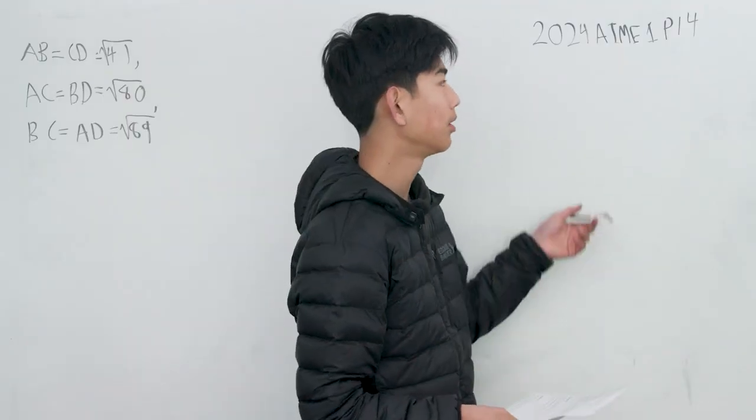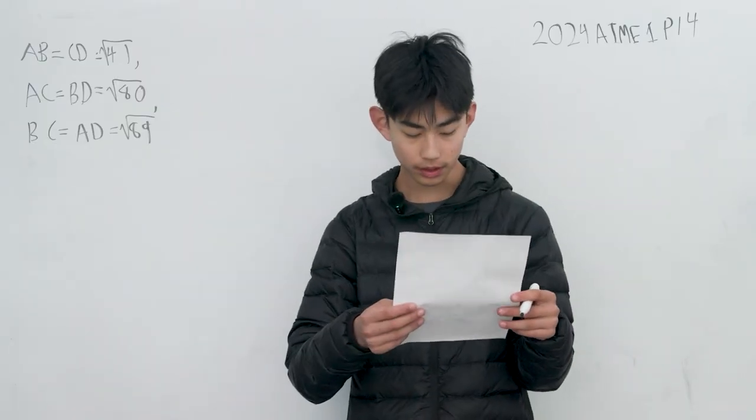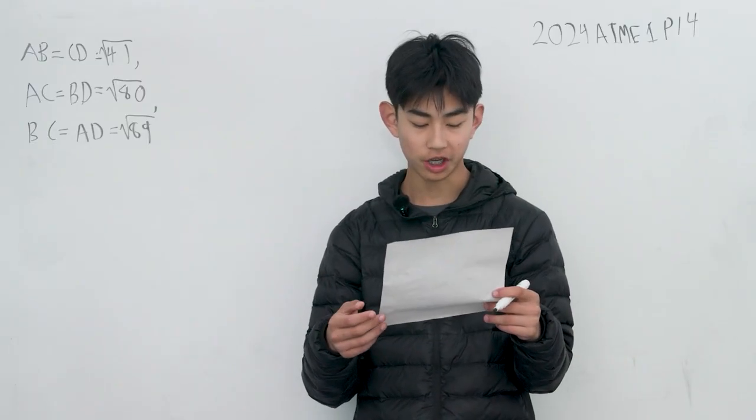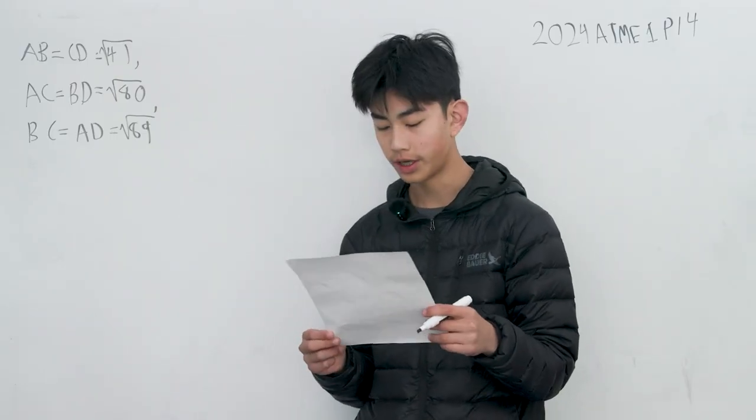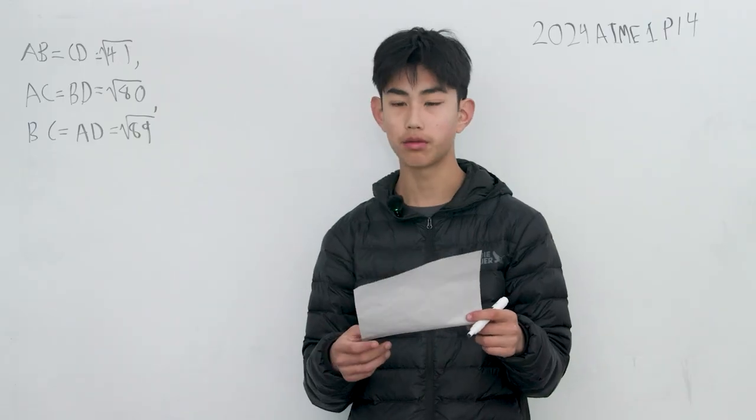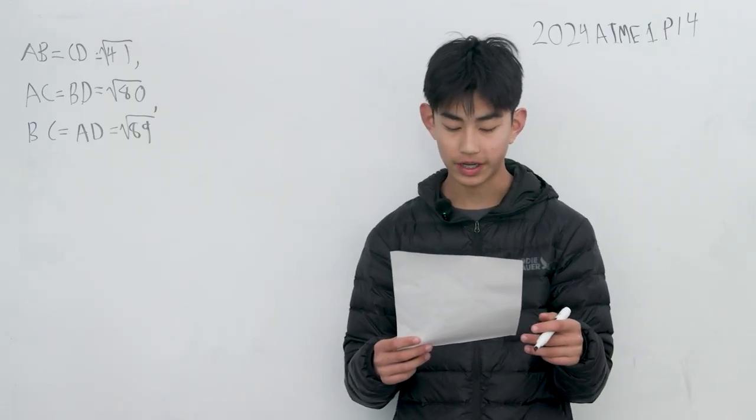We're solving problem 14 from the 2024 AIME 1. Let ABCD be a tetrahedron such that AB equals CD equals the square root of 41, AC equals BD equals the square root of 80, and BC equals AD equals the square root of 89.